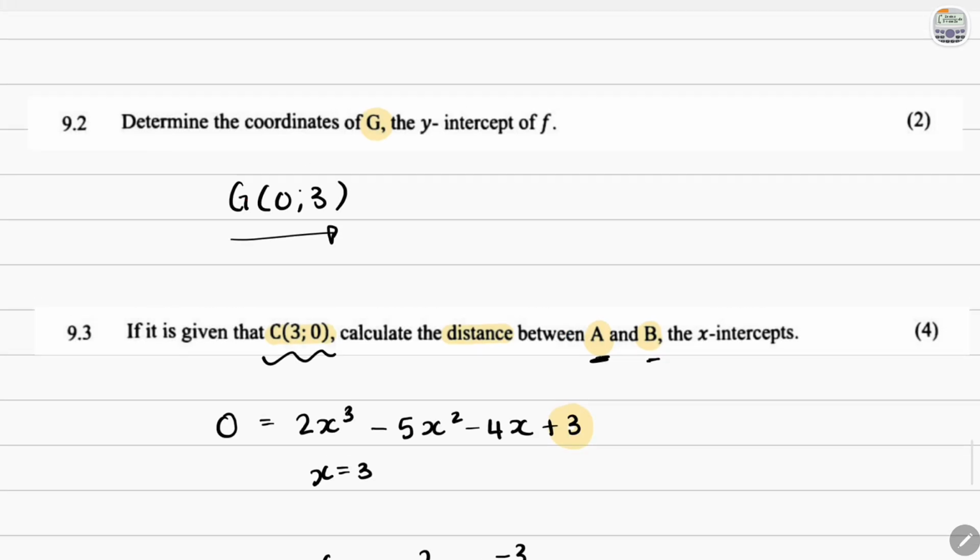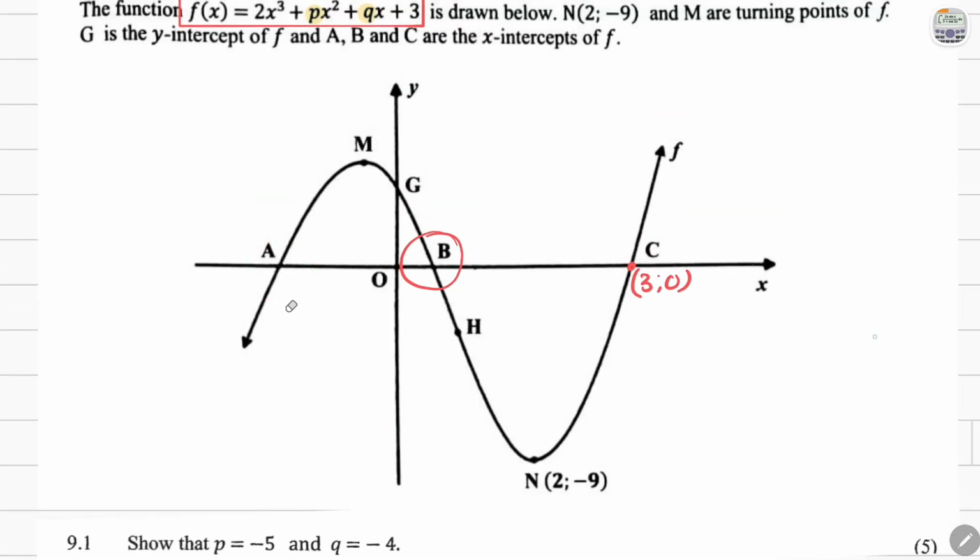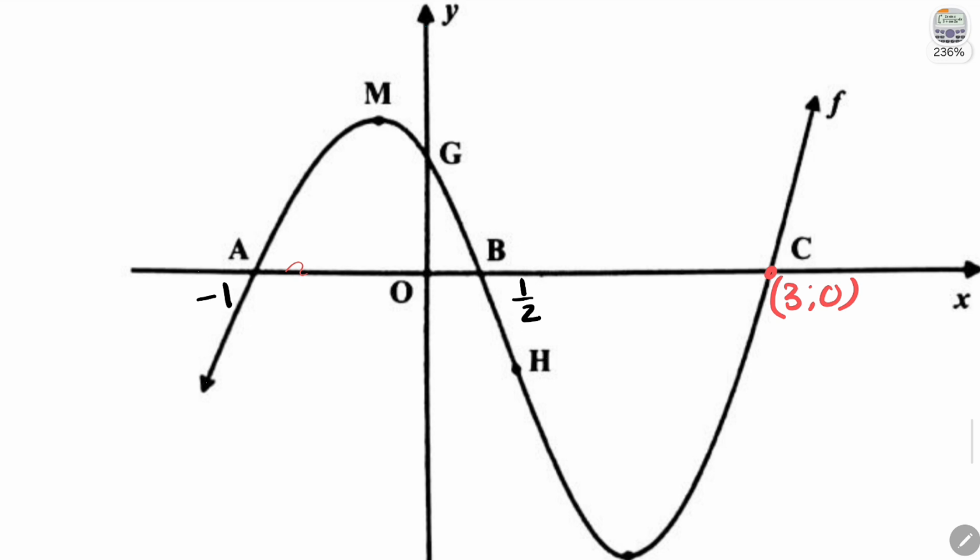So we already know this belongs to C. So that's for A and B. Let's just see. There's one that is negative and there's one that's positive. So this is the -1 and this is the 1 over 2. So what is the distance AB? What is the distance of this line?